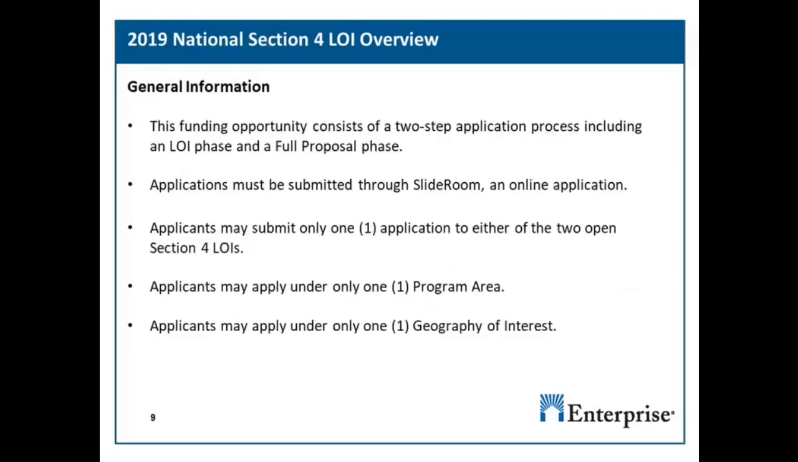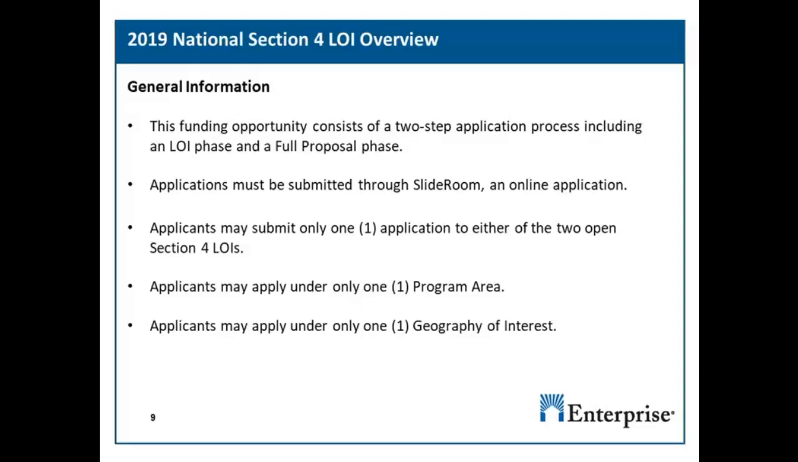So some general information about the National Section 4 LOI. This funding opportunity consists of a two-step application process, including an LOI phase and then a full proposal phase. And just a reminder that the applicants advancing to the full proposal stage must be invited by Enterprise. Your applications must be submitted through SlideRoom, which is our online application system. You can look in Appendix C of the LOI for more information on creating an account in SlideRoom and how to navigate through the system.